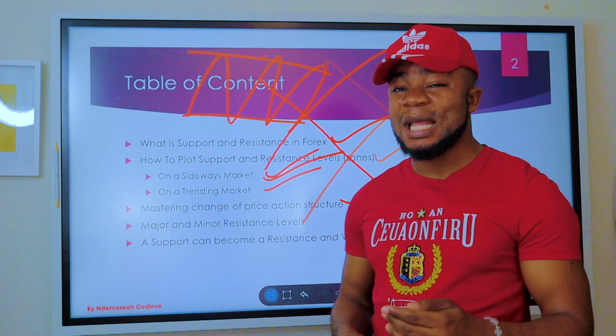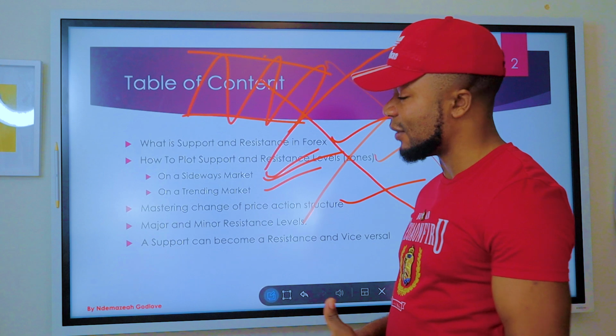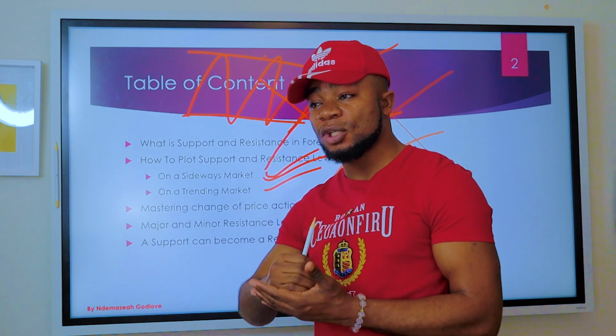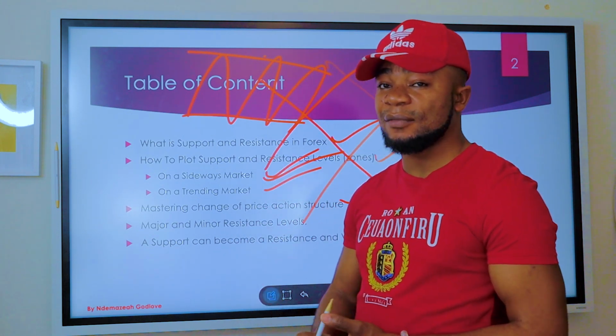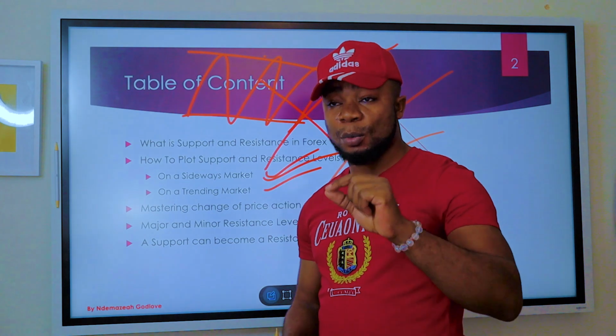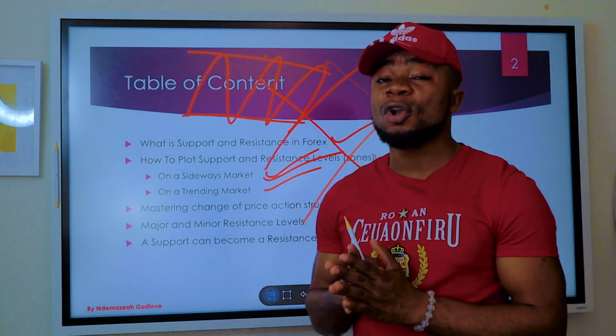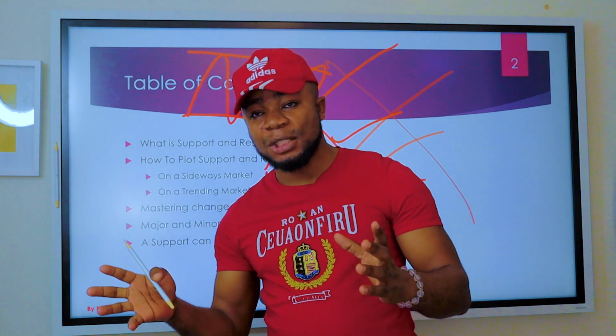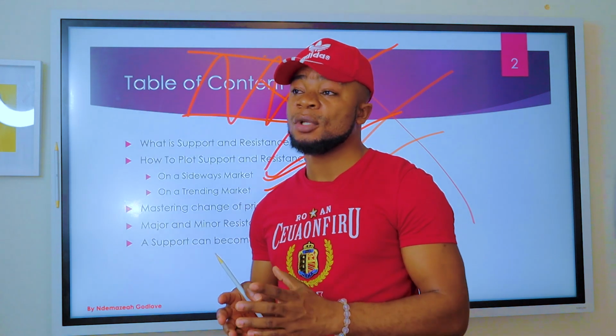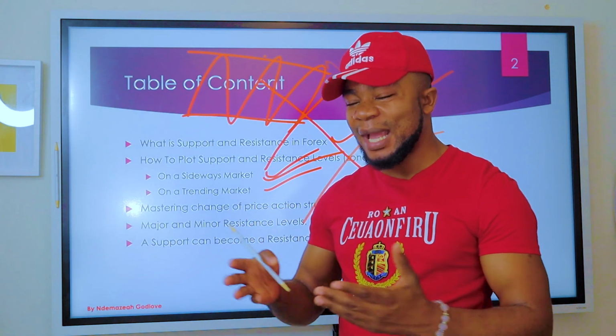Then major and minor support and resistance levels, because we do have what we call major support and resistance levels, and we have what we call minor support and resistance levels. And if you don't understand the difference between major and minor support and resistance levels, you won't be able to manage your trade. You might execute a trade.